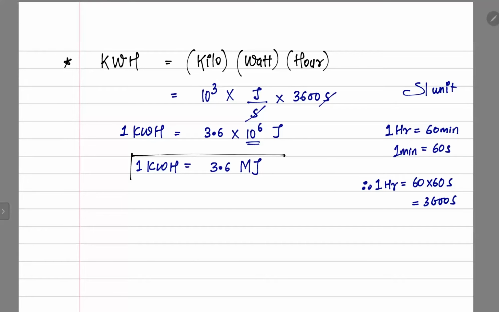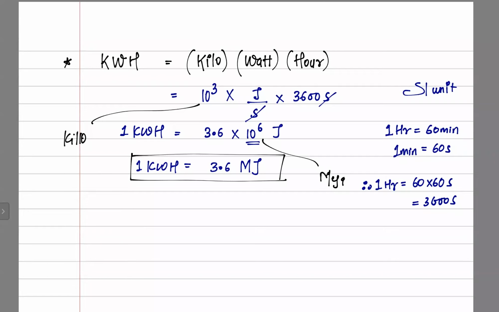10 की पावर 6 is mega. Mega is capital M, which is mega joules. This is mega. This is kilo. ये समझ में आ गया सबको? 1 किलोवाट आवर कितना होता है? 1 किलोवाट आवर is 3.6 mega joules or 3.6 into 10 की power 6 joules. Are we good with this? Can I move forward now?